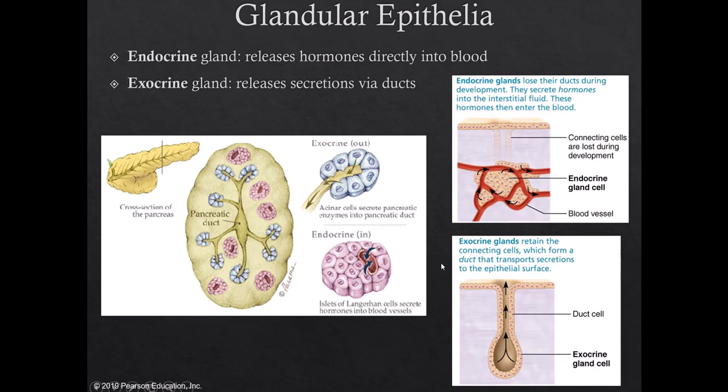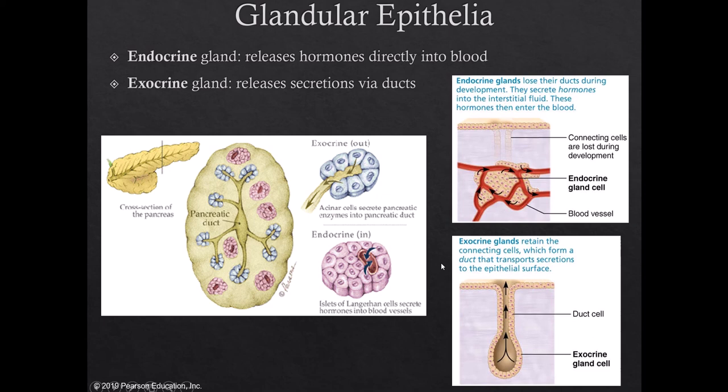Endocrine versus exocrine. The endocrine glands have no ducts whatsoever. They just release their hormones, which is what their secretions are called, directly into the blood. So here we're looking at a particular endocrine gland. You can see there's lots of little glandular cells, and their secretions, hormones, are going to just go right into the blood and then travel around the body.